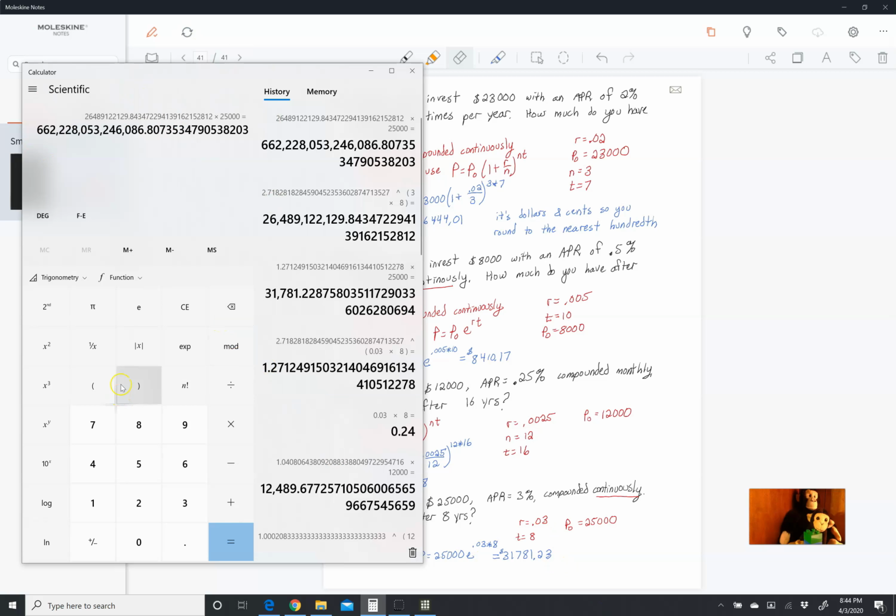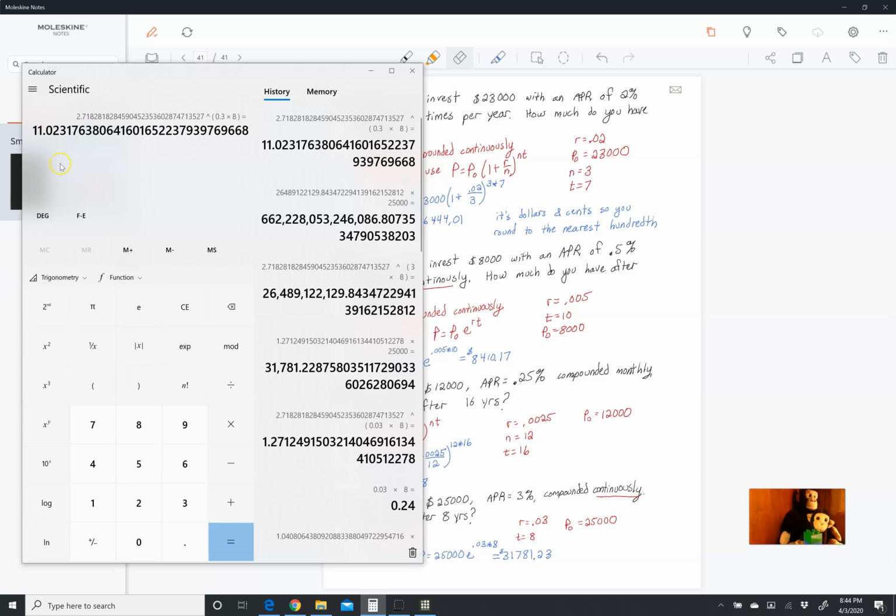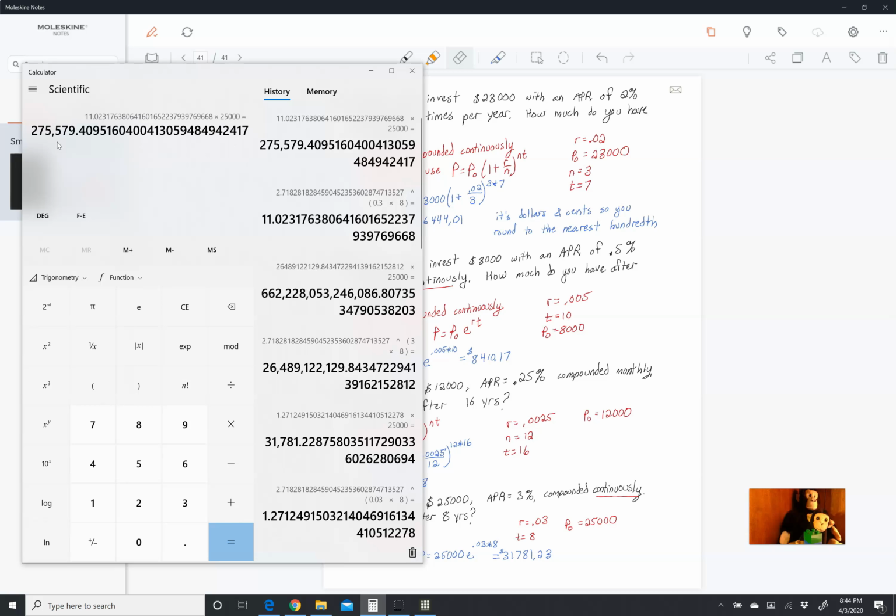Even if you did e to the power of 0.3 times 8, even here, you get a number like 11. You should just get a number above 1, okay? If the interest is really high, maybe it'll be a number above 2, but it certainly won't be as high as 11, okay? And you can see that even if you multiply this by 25,000, you get this huge number. There's no way that you're going to have 275,000. So at the end, just make sure that your answer is reasonable, okay? So just small notes, just to finish us off.